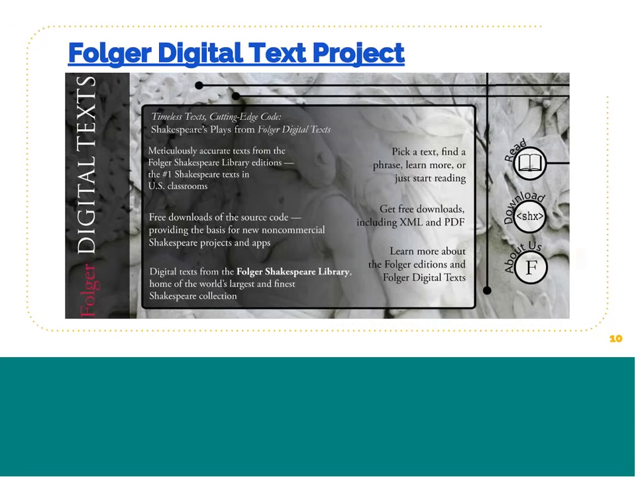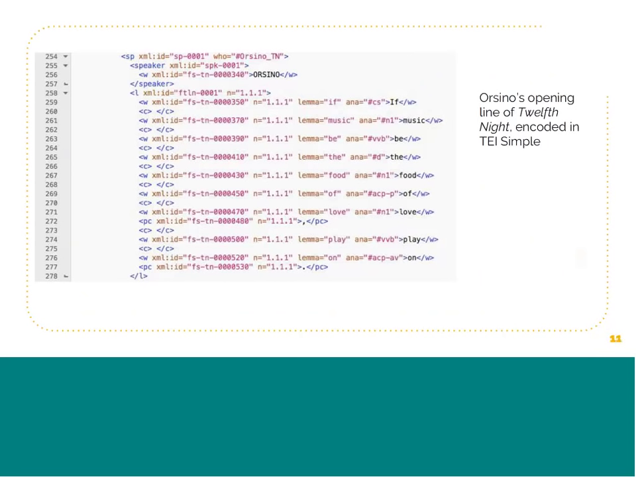So one major DH project is the Folger Digital Text Project, which takes the Folger Library editions of Shakespeare's plays and marks them up.